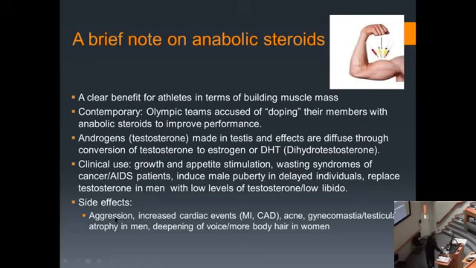Side effects include aggression. So what does testosterone do, right? It makes you aggressive, it makes you hungry. There's going to be increased cardiac events like MI and CAD, acne, and of course, because of the conversion of testosterone to some of the female hormones as well, you can see gynecomastia as well as testicular atrophy in men. And then in women, you can see the opposite. You can see conversion of some of the female hormones into testosterone and a deepening of their voice as well as more body hair. And so those are obviously unwanted.